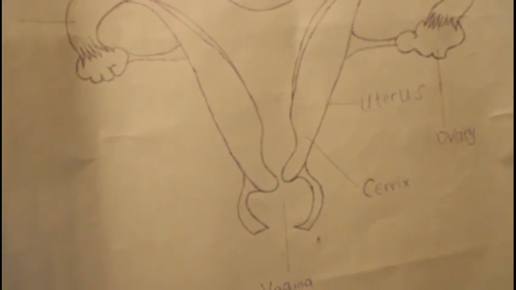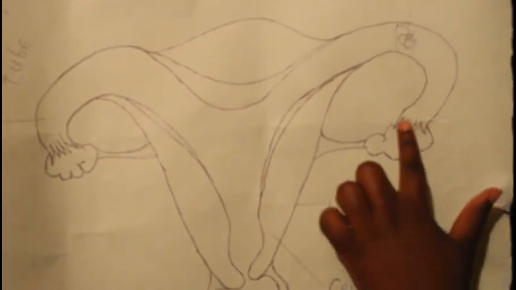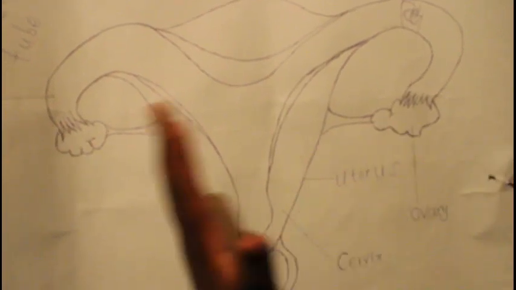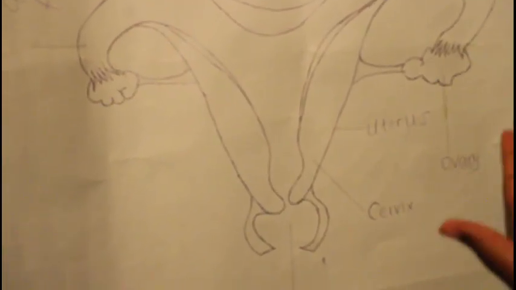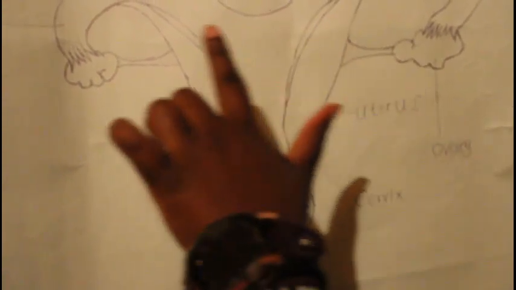Then we have ovaries. An ovary is one, and where there are two, those are ovaries. The ovary is a small, oval shaped gland located on either side of the uterus, which produces eggs and hormones. The egg that is produced by the ovary is the ovum, O-V-U-M.